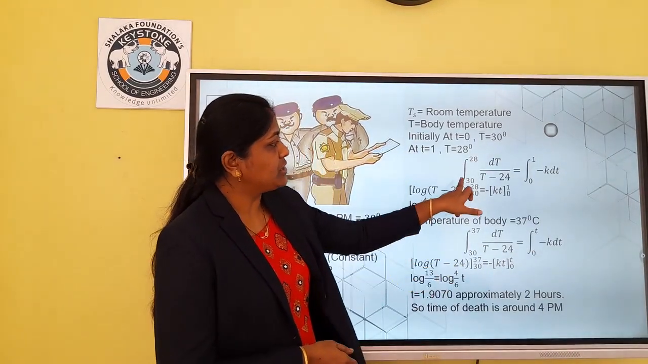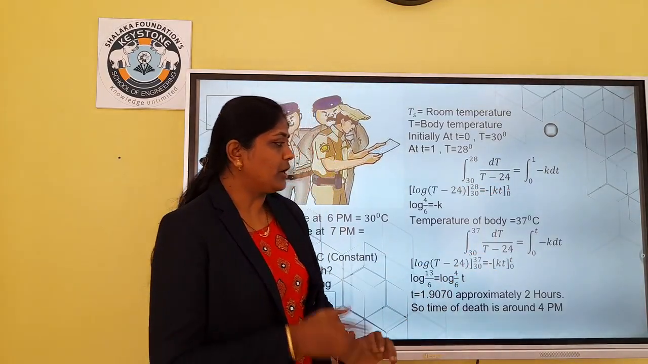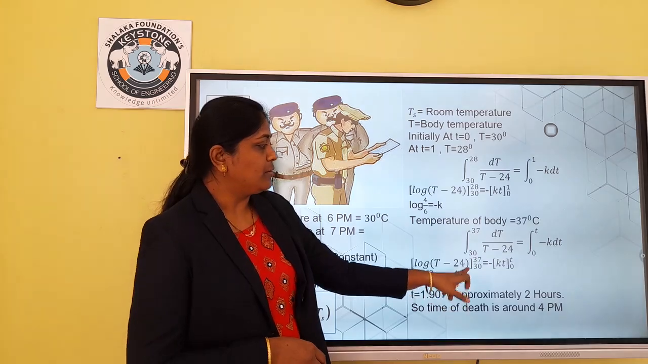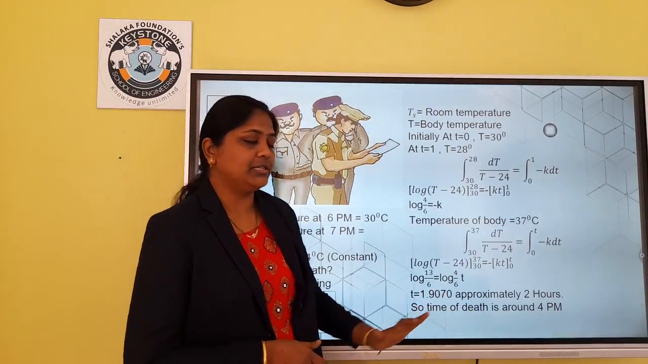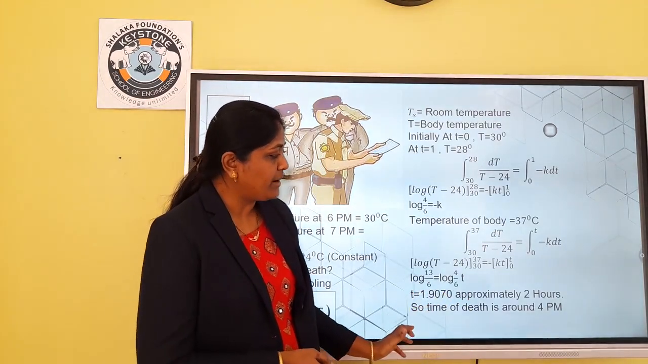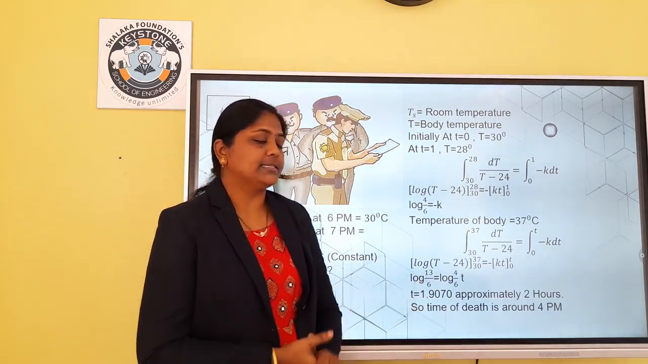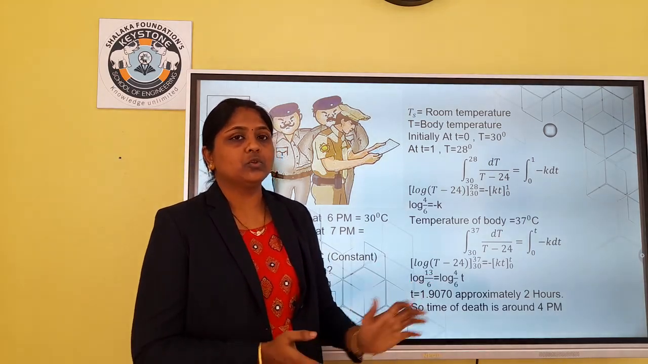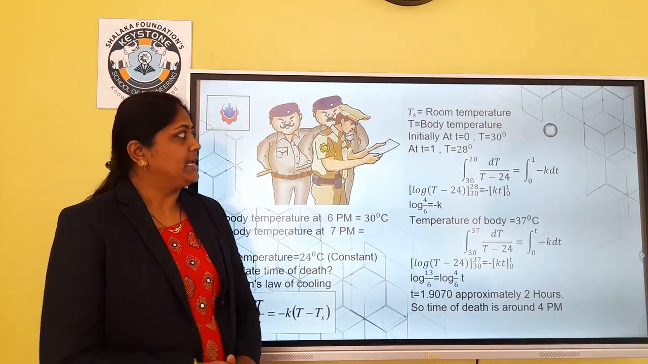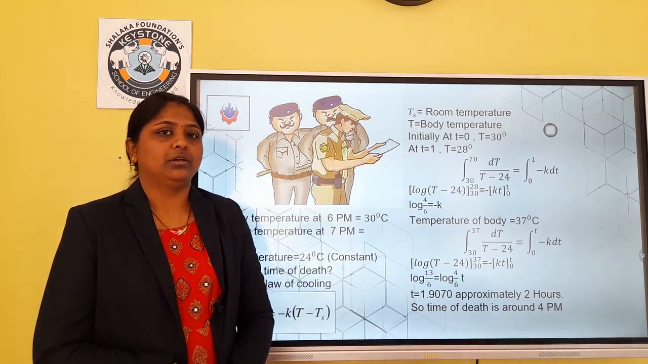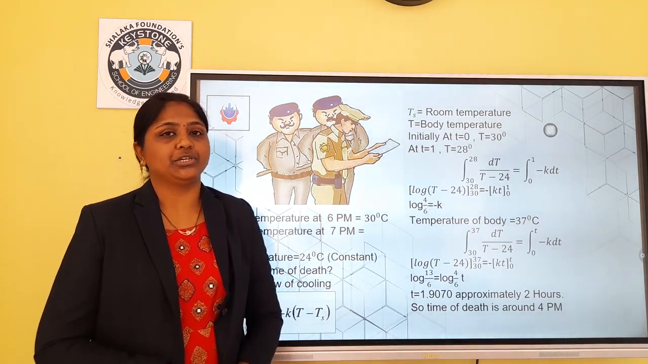And what is the initial condition? We are using this initial condition, right? So what is the unknown now? You have to find the time. That means t is unknown. By solving this differential equation, you get the time equal to 1.9070, which is approximately 2 hours. So we can conclude the time of death is around 4 p.m. So Newton's law of cooling is used in the medical field also. In the medical field, we use Newton's law of cooling; that is an application of differential equations.